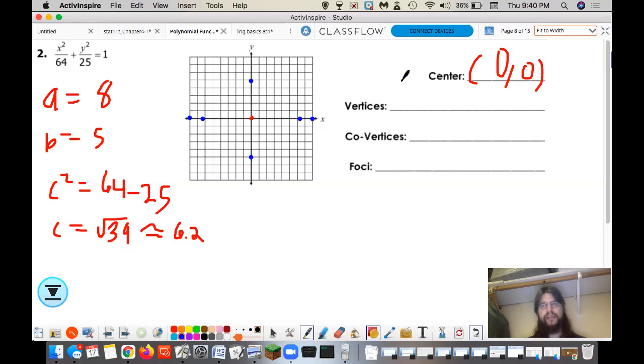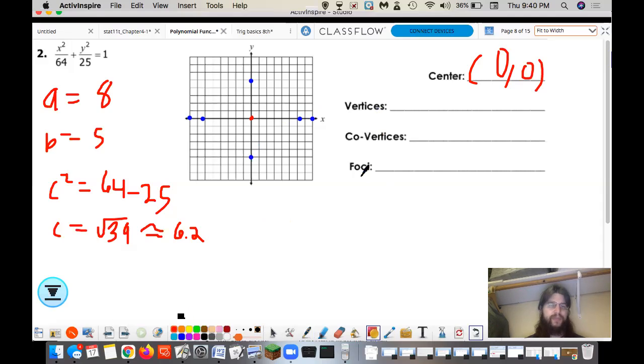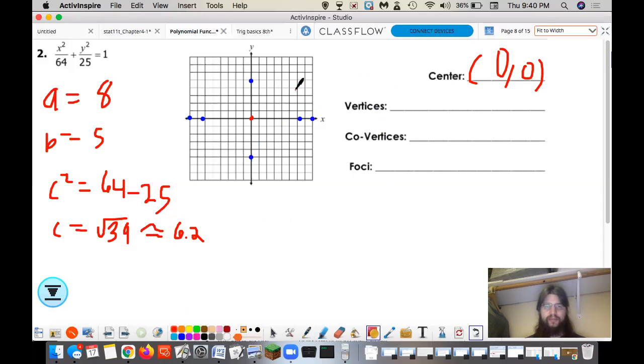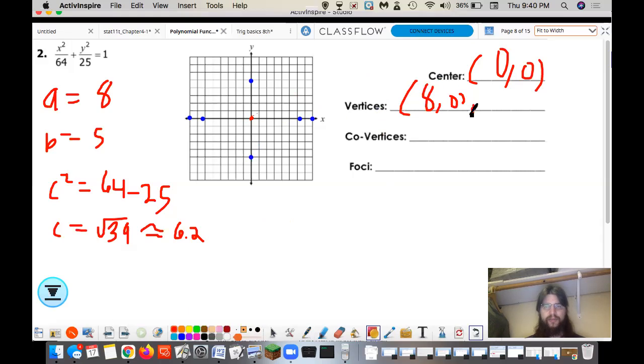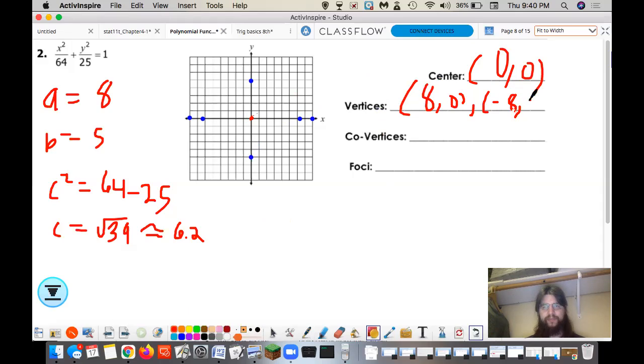Might be easier for you to get your vertices and co-vertices and whatnot before you actually scribble through them. So let's see. My vertices are 8, 0, -8, 0. Here and here. Co-vertices are at 0, 5 and 0, -5. Foci are at 6.2 and -6.2, 0.